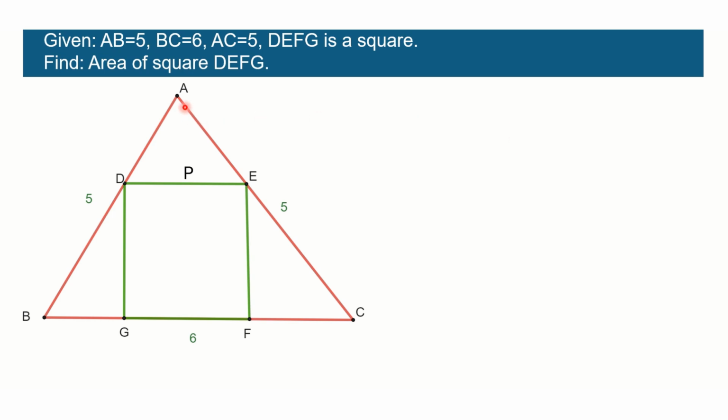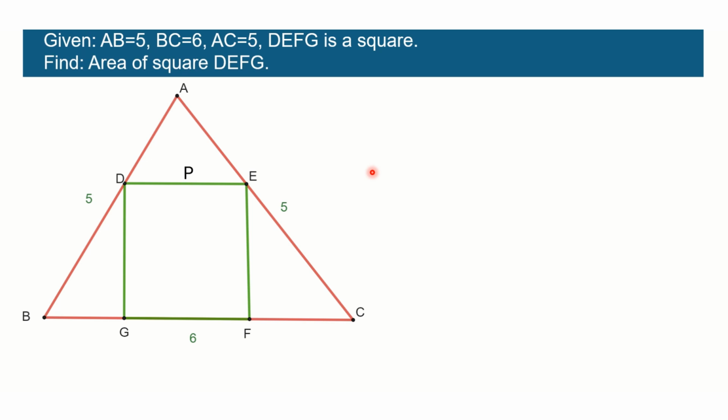In this problem, a triangle ABC has been given, and inside this triangle we have a square, that is DEFG. Lengths are also given: AB is equal to 5 units, BC is equal to 6 units, and AC is equal to 5 units. We have to find the area of the square DEFG.